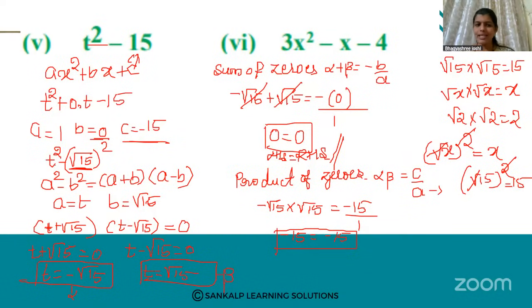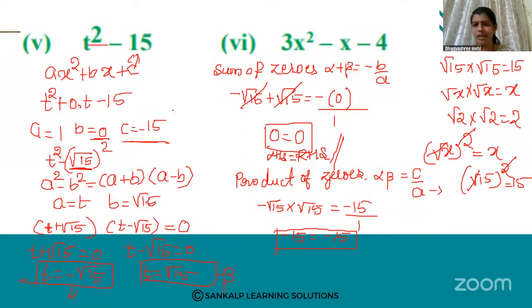So, this is in the form of a square minus b square. So, what is the formula of a square minus b square? a plus b into a minus b. Okay. So, a is equal to t. b is equal to root 15. Okay. So, t plus root 15, t minus root 15, these two are the factors. So, if we equate these two factors with 0, then we will get alpha and beta.